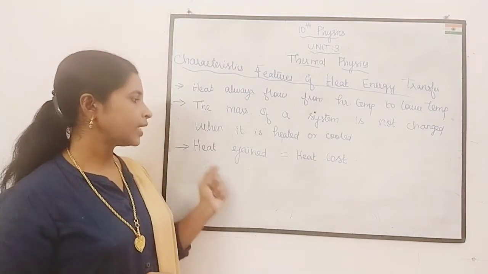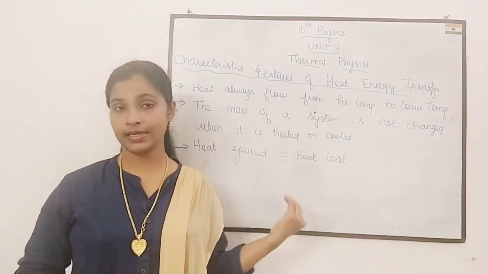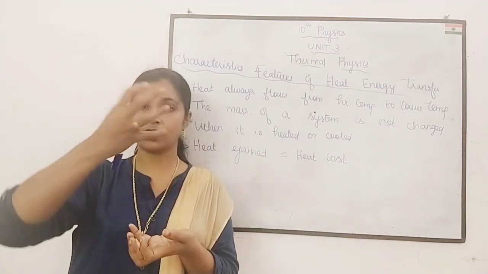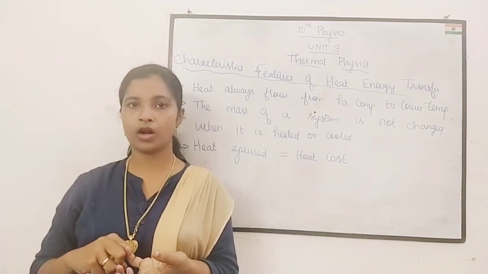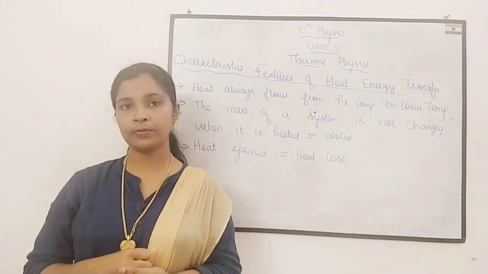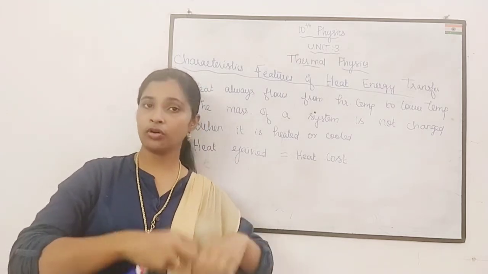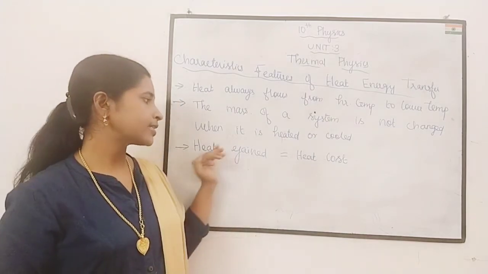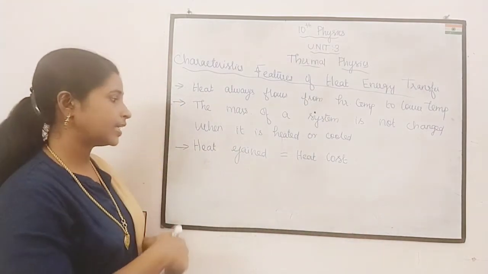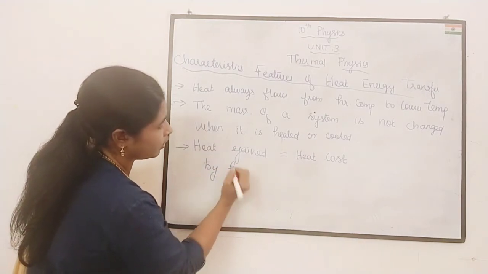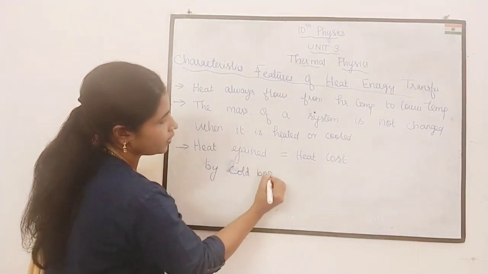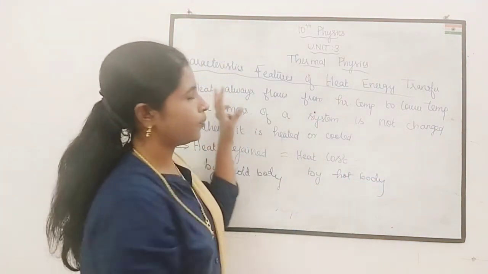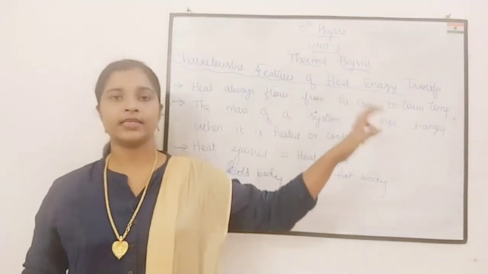The third one, heat gain is equal to heat loss. As I already discussed, if you keep an ice cube inside hot water, the ice cube will gain some heat from the hot water. The heat it has gained is exactly what the hot water has lost, what the hot water gave it. So heat gain is equal to heat loss. Heat gained by the cold body is equal to heat lost by the hot body. So these are the three important characteristics in a heat energy transfer.